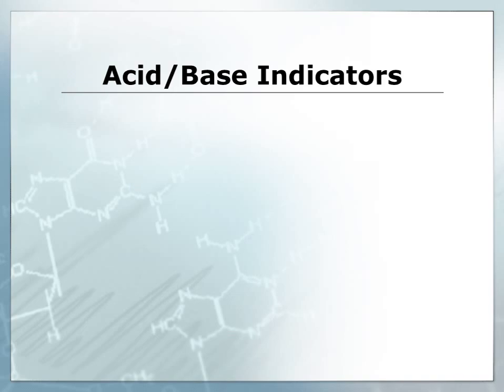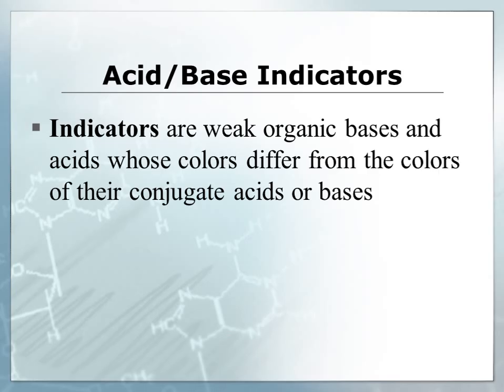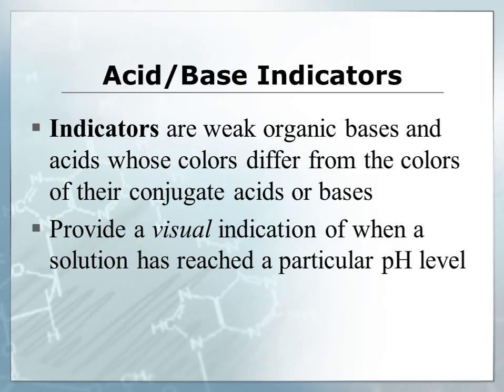When we are trying to determine whether a solution is acidic or basic, we can use different chemicals that can be added to a solution that will provide a visual indication of whether the substance is acidic or basic. These indicators are usually themselves weak organic acids or bases, and they're chosen because their acidic and basic forms have different colors from their conjugates, so they are easily distinguishable depending on what pH range they're in.